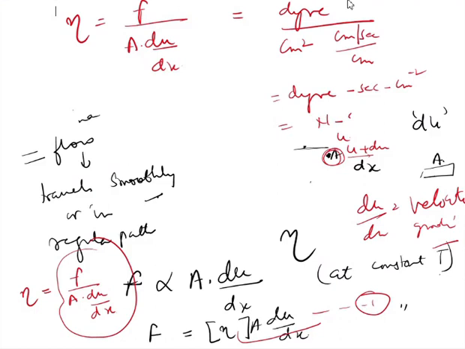And in SI, you know, this is Newton second per meter square. Okay, it will be to the power -2. So in SI units, the units are Newton second per meter square.